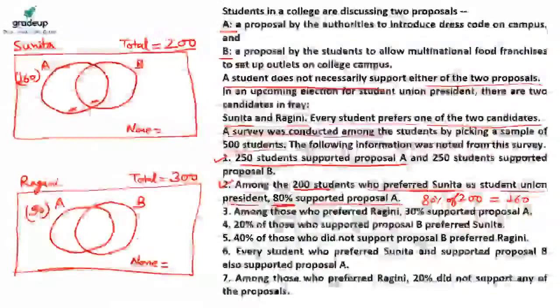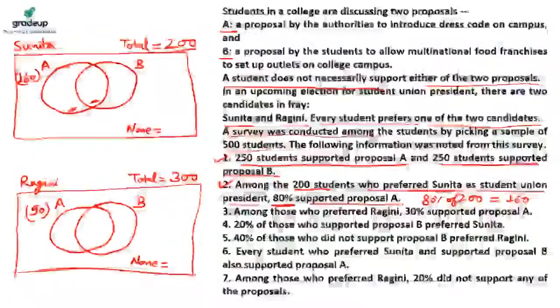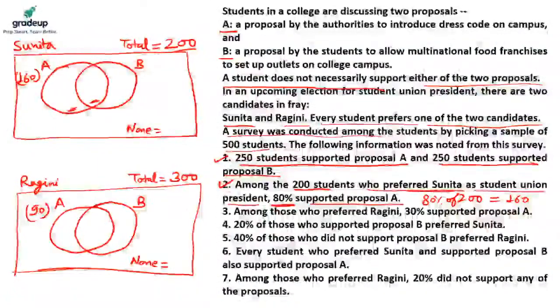Isn't it? Done. Now, guys, 250 students supported proposal B, out of which how many of them prefer Sunita, how many of them prefer Ragini, we do not know. So we cannot comment on that, right? But notice one thing. Among those who preferred Ragini, that is 300, 30% supported A.